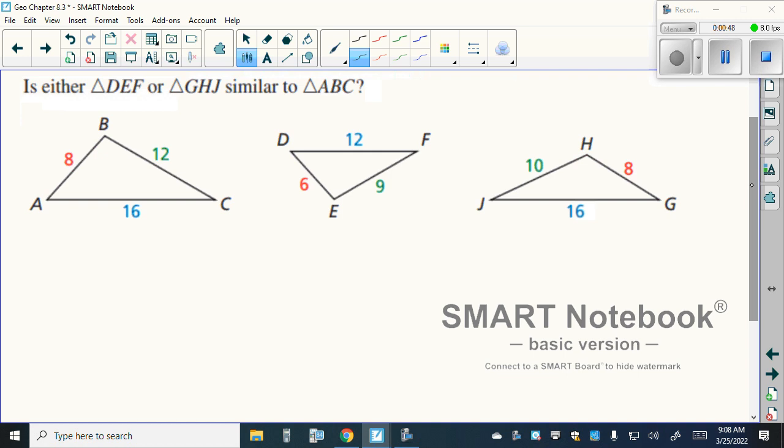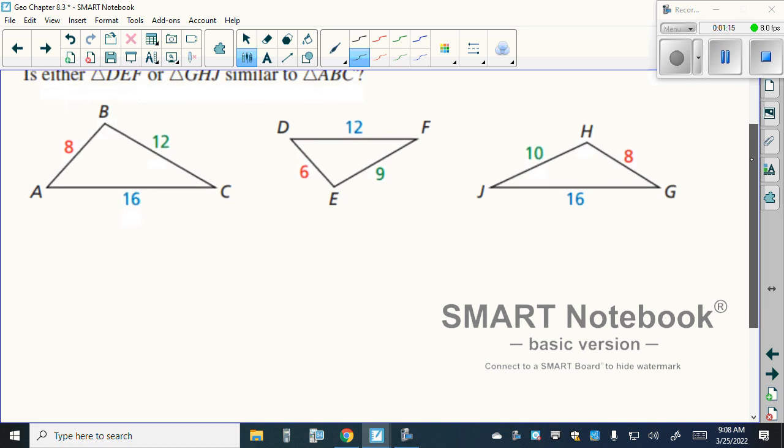Now, is either triangle DEF or GHJ similar to ABC? So we're going to compare it to triangle ABC. Most likely, triangle DEF and triangle GHJ are not going to be similar to each other. One of these two is similar to triangle ABC. Which one do we think, out of DEF or GHJ, is similar to ABC? DEF.